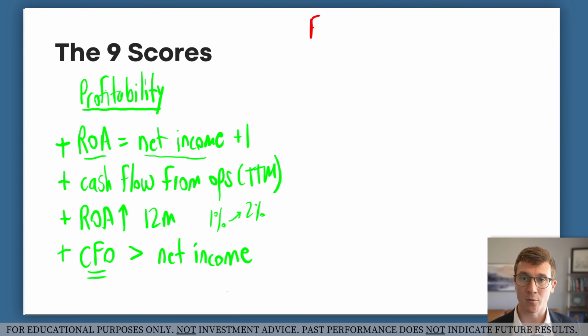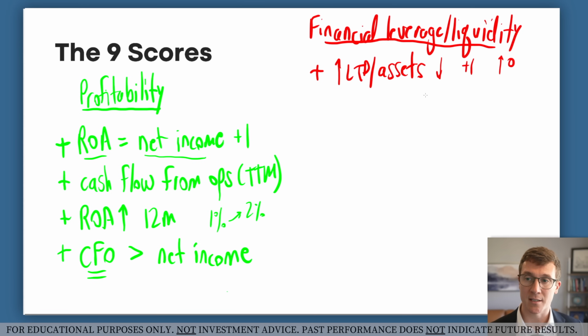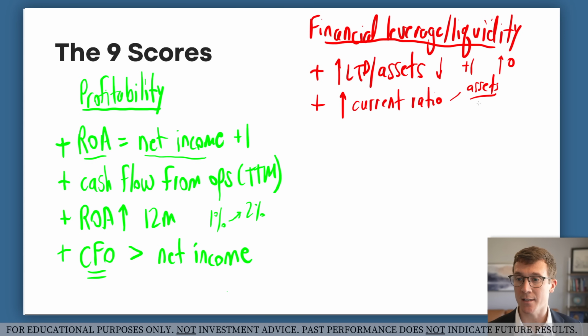The next category was what he called financial leverage / liquidity. The first was a decrease in long-term debt as a percentage of the assets. So taking on more debt relative to your assets, not a good thing in Piotrowski's score system. The next was an increase in current ratio. That received 1 point. And current ratio is simply defined as the current assets divided by the current liabilities. If that ratio was increasing, then you got a point. If not, you got 0.